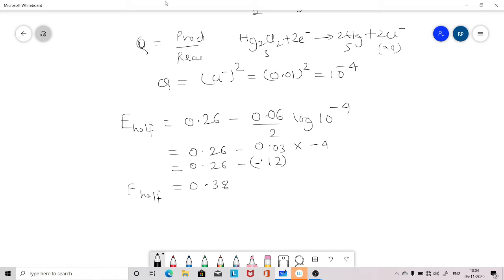Okay, that is your E half cell. So that is how we can calculate this value. That is your reduction half of the calomel electrode when the concentration of chloride ion is given to you. Okay students, that is a problem you can encounter. That is a very easy problem.